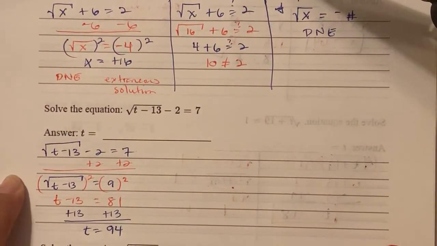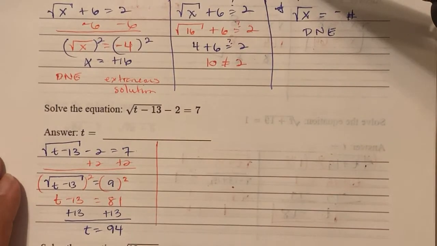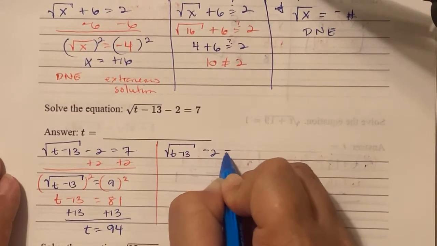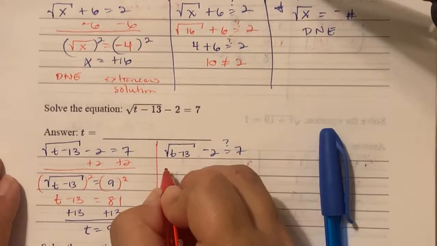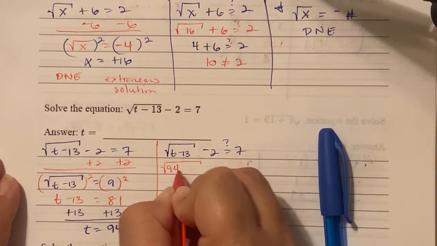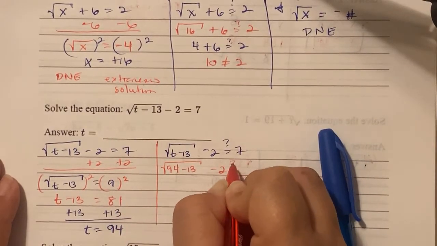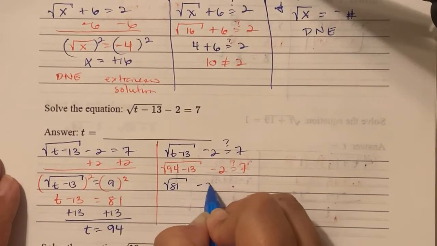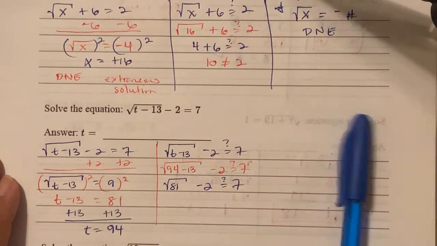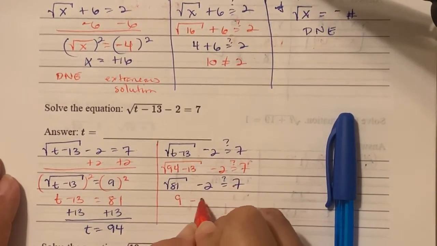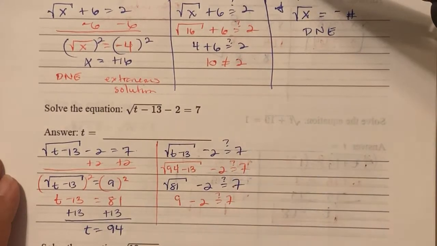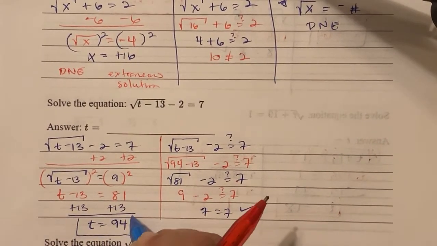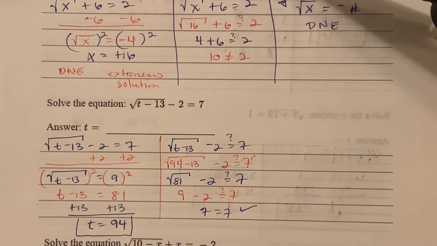But remember, because it's an even index, we need to check it. So we're going to take our original equation. Okay, t we ended up getting as a 94, so I'm subtracting 13 in the radical. 94 minus 13 gives us 81 in the radical. Remember, a square root of 81 is a 9. Minus 2. Does that give us 7? Well, 9 minus 2 is a 7. It equals 7. It worked. So t equaling 94 is our solution.